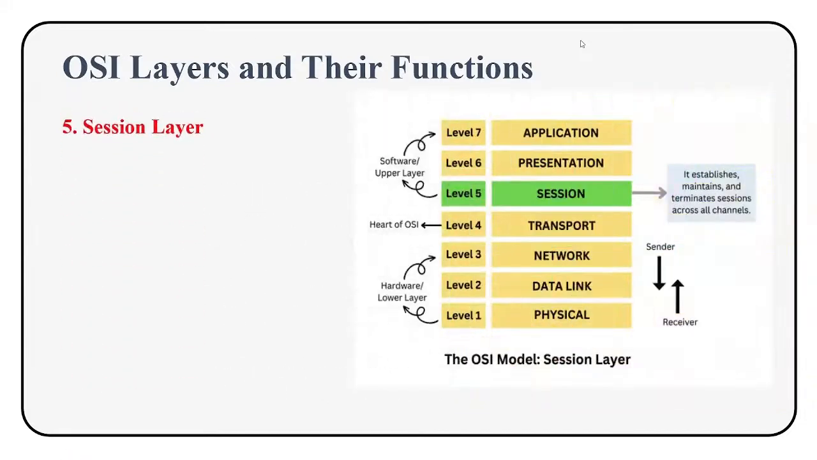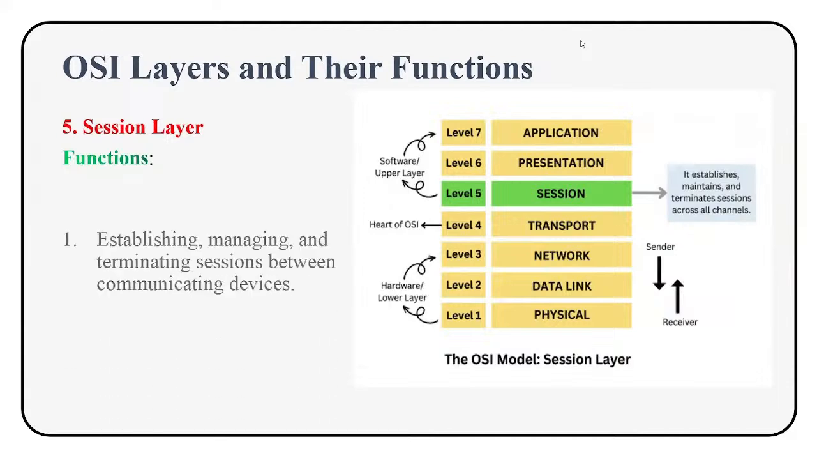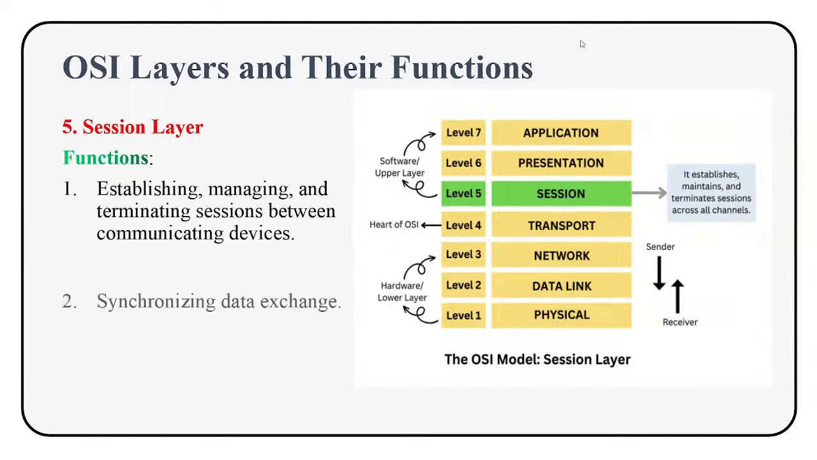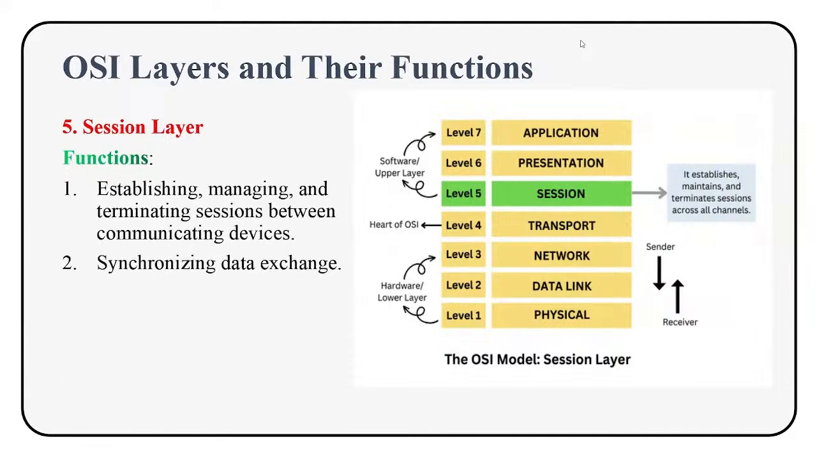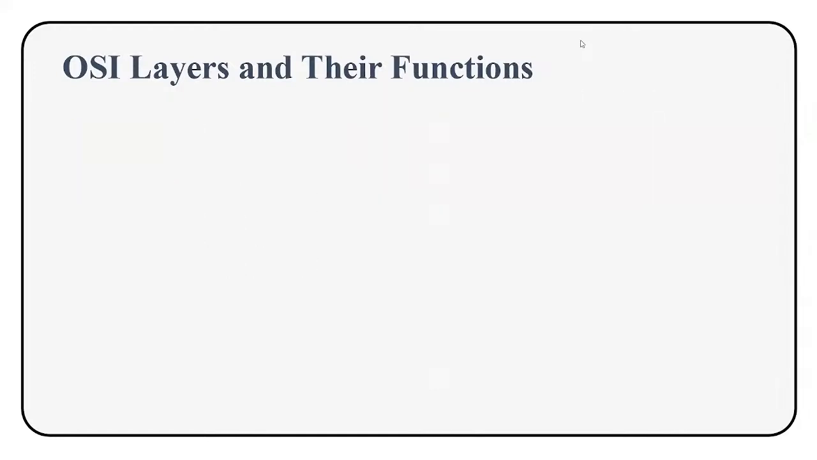Then the next one is the session layer, which is positioned here. You can see the positioning in the image. The functions are establishing, managing, and terminating the session between communicating devices. Firstly, that session will be established between the sender and the receiver, then it will be managed, and it will be terminated when the data transmission has been done. Synchronization of data is there.